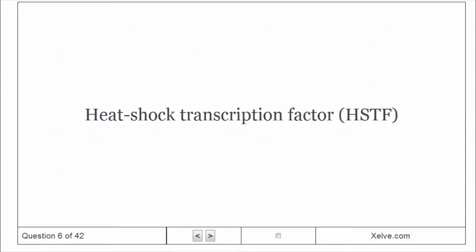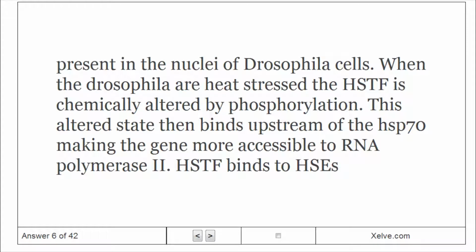Heat shock transcription factor. Present in the nuclei of Drosophila cells. When the Drosophila are heat-stressed, the HSTF is chemically altered by phosphorylation. This altered state then binds upstream of the HSP70, making the gene more accessible to RNA polymerase II. HSTF binds to HSEs.